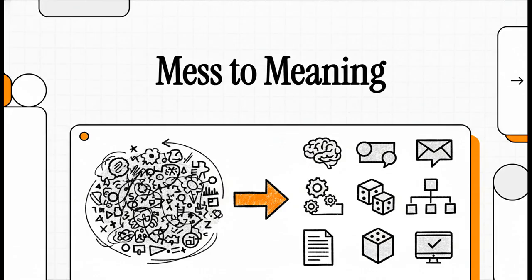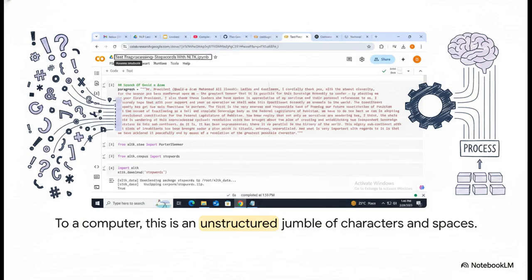How we take all the messy, chaotic stuff of human language and turn it into something a computer can actually understand and work with. So just look at this paragraph right here. To you and me, it's a speech, right? It's got meaning, it's got context, but to a computer, in its raw form, this is just a jumble. It's a bunch of characters and spaces and punctuation with no inherent meaning at all.